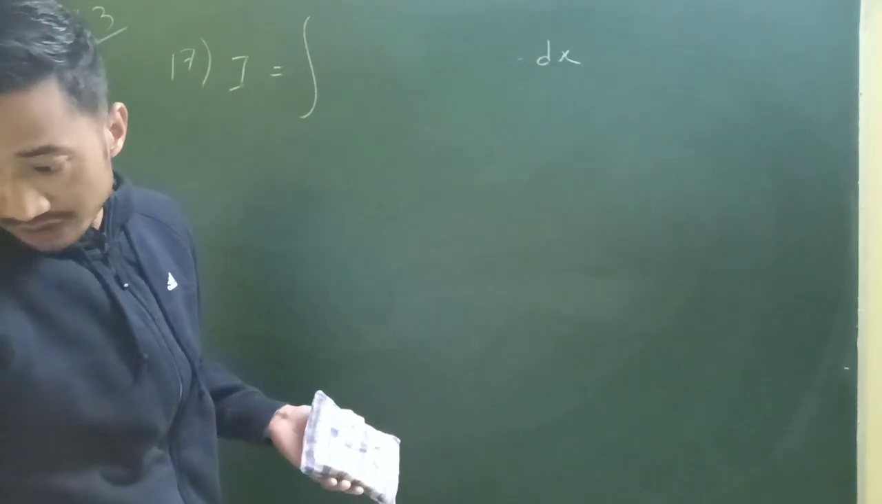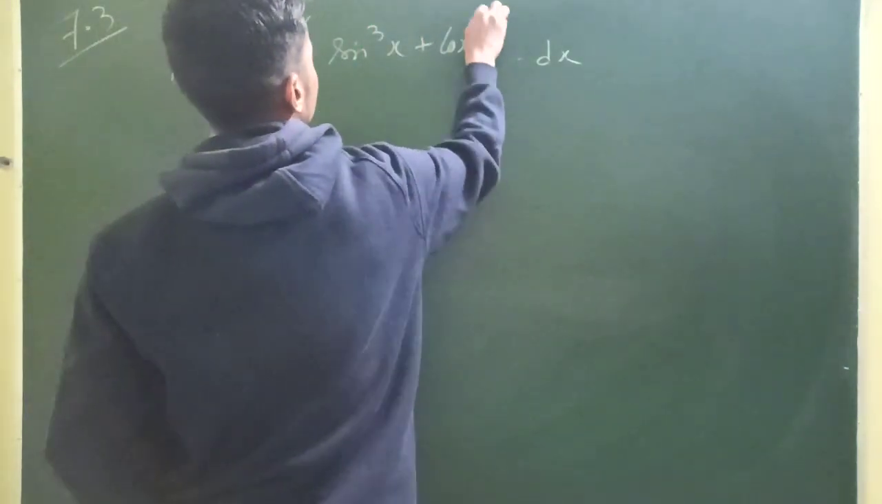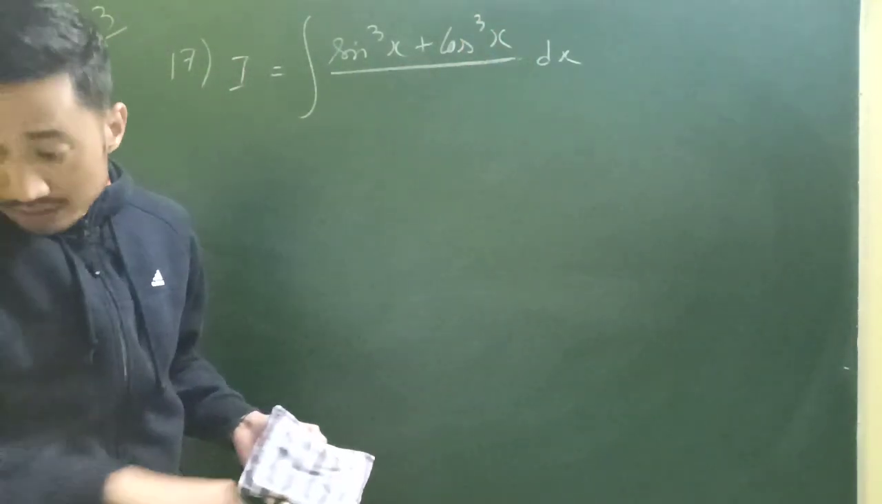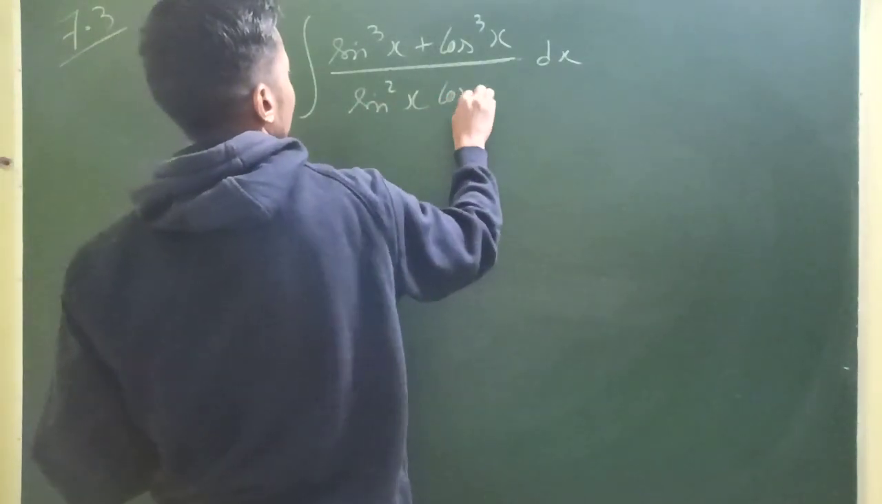Question number 17. What is sine cube x plus cos cube x by sine square x cos square x?